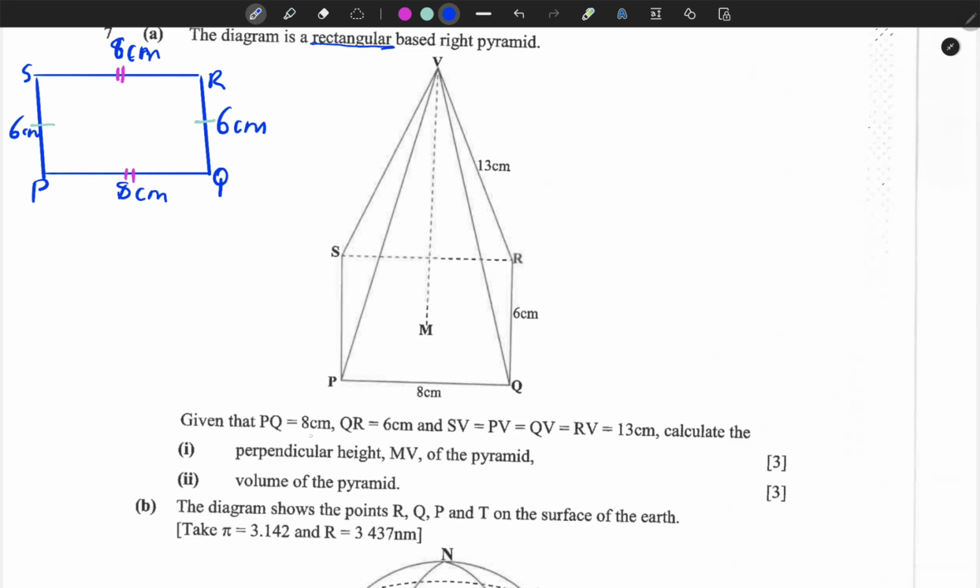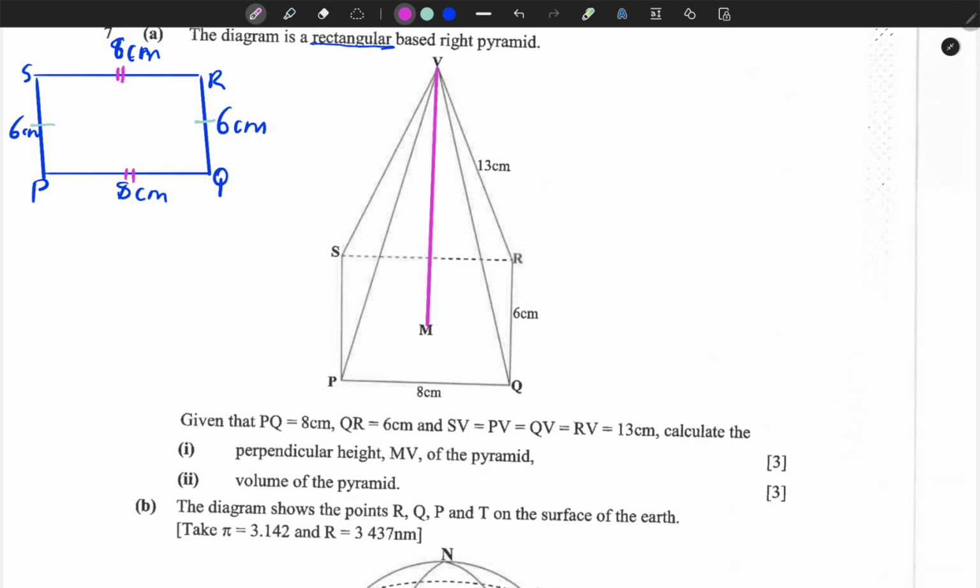Now, given that PQ is equal to 8 centimeters, QR is 6 centimeters, and SV is equal to PV is equal to QV is equal to RV is equal to 13 centimeters. Calculate the perpendicular height MV of the pyramid. So the perpendicular height is this distance from V up to M, the one that is dotted. This is the distance that we want.